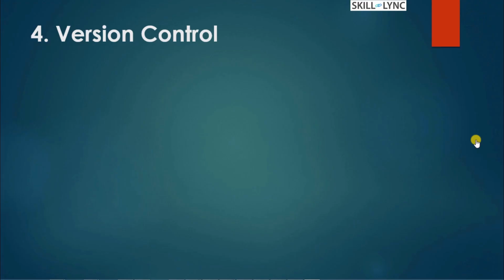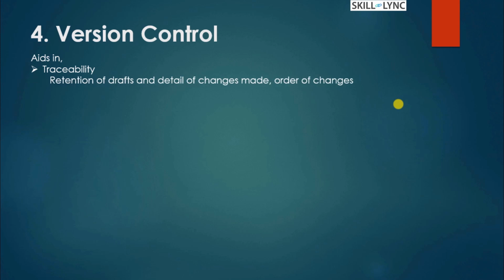So next is looking into the controlling of the different versions of your file. This is in fact a major topic because there are a lot of tools available that will help you in controlling the version. But let's look into what version control typically means. Having good version control will help us in tracing the document or the file. What traceability means is the retention of all the drafts and the details of the changes that are made on the file, and also the order of the changes, so that we can know which is what and when it has been created or modified.